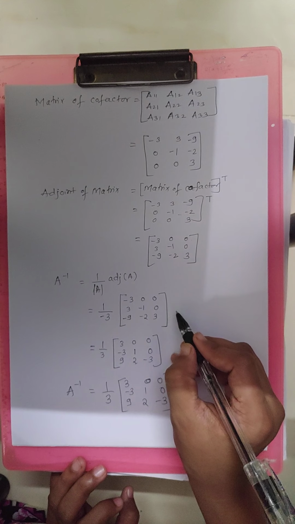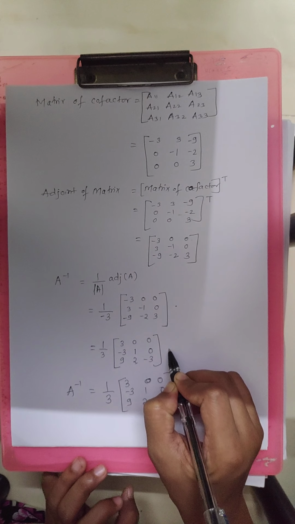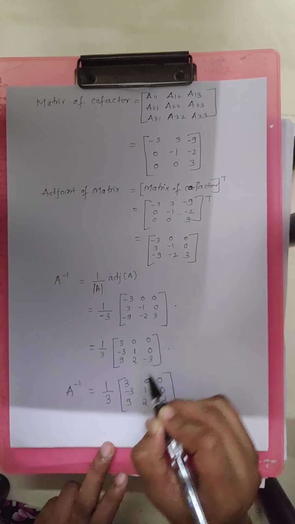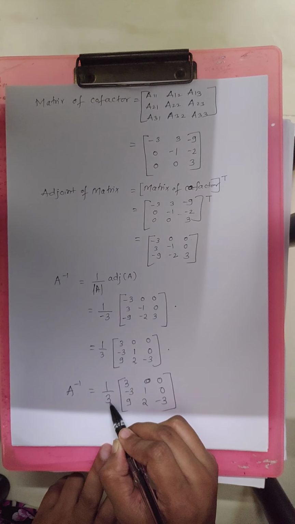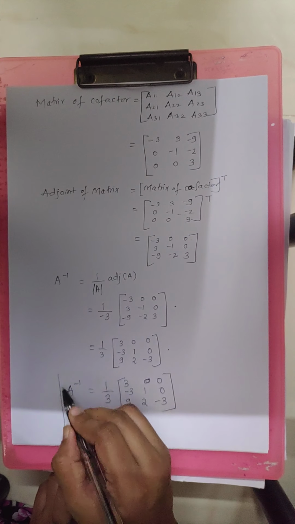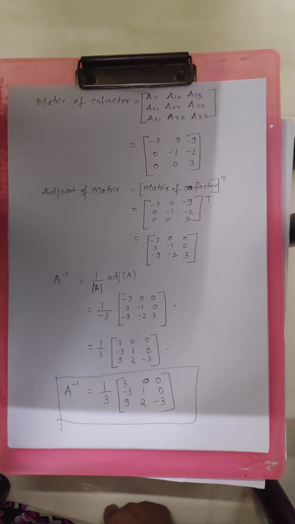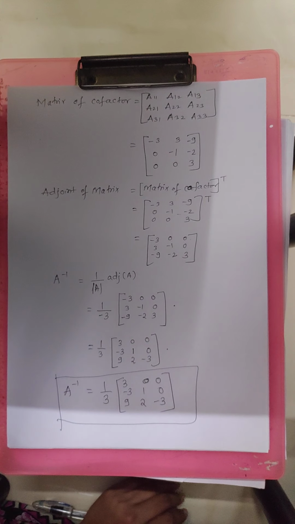You can stop here also, or you can further simplify by distributing the 1/3 in all the terms. So this is how we find the inverse of a matrix by the adjoint method. Similarly, you can find the inverse of a 2 cross 2 matrix also by the adjoint method. So today we will stop here. In the next lecture we will see how to find the inverse of a matrix by the elementary transformation method.